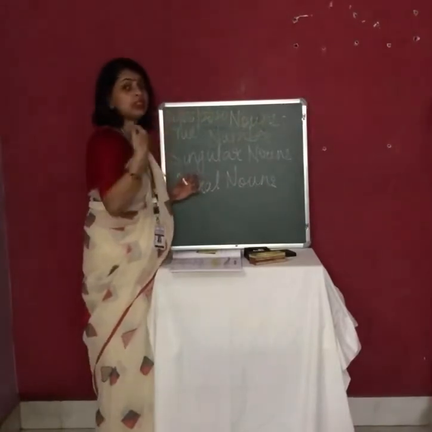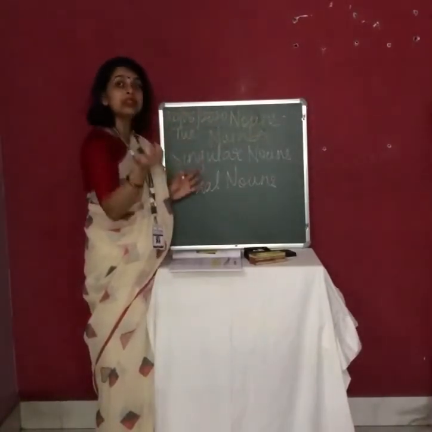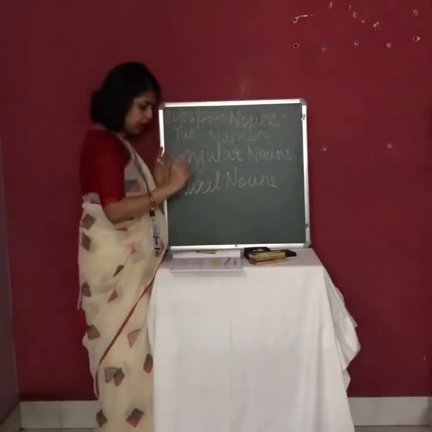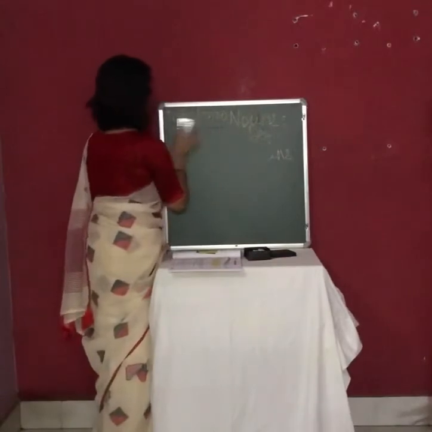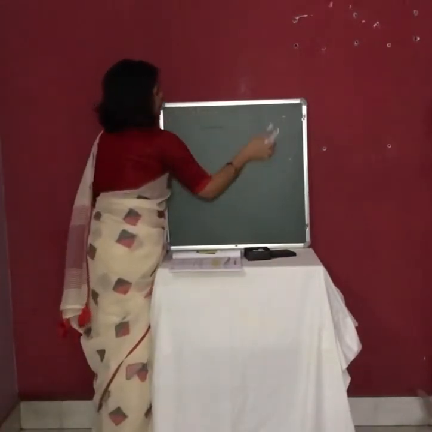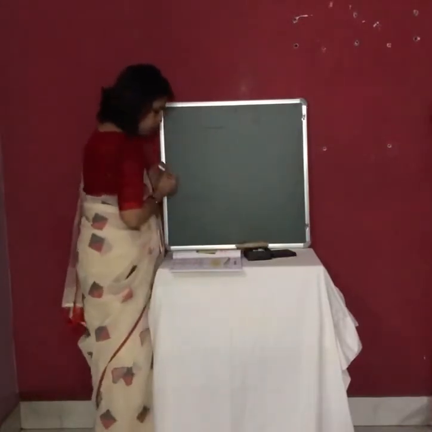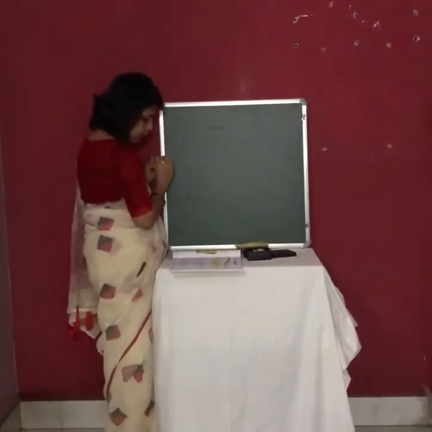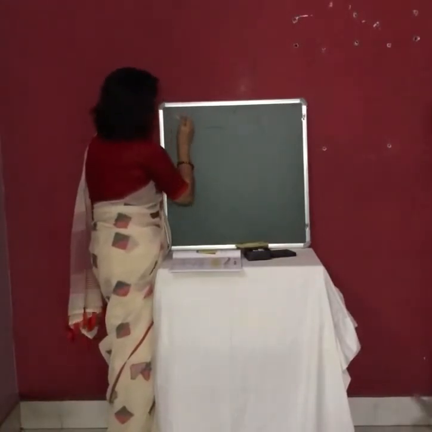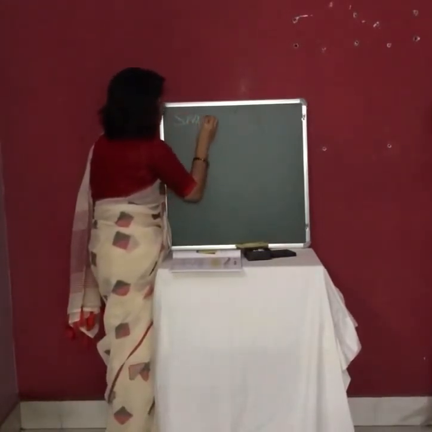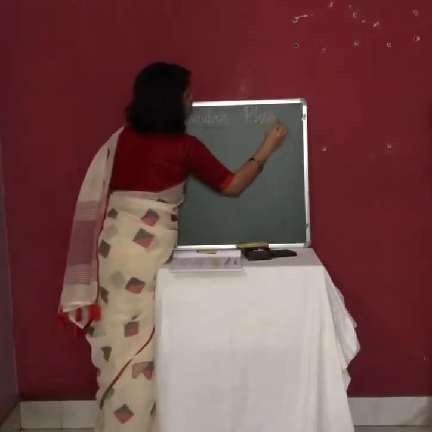Now, I will teach you certain rules of how the spelling of the singular noun changes. I hope my board is visible, children. I have tried to use a different setup for you. I hope the board is visible. Now, for example, we have singular nouns. So, I am writing here singular and on the other end, plural.